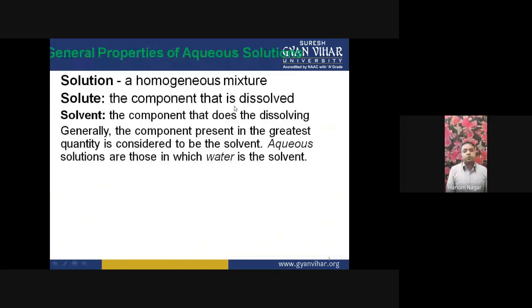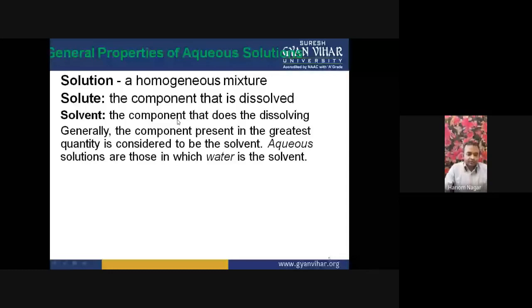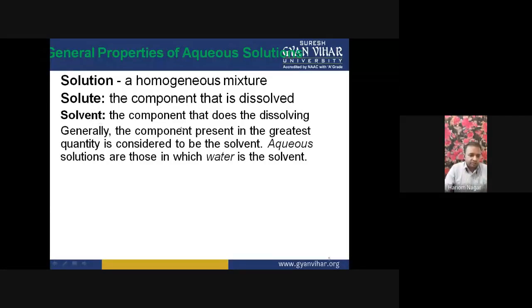Now, the general properties of aqueous solution. A solution is a homogeneous mixture of two or more components. Of these components, one will be solute and the second will be solvent. Solute and solvent are completely mixable into each other, and they cannot be separated by mechanical methods. Okay, so this is called a solution.